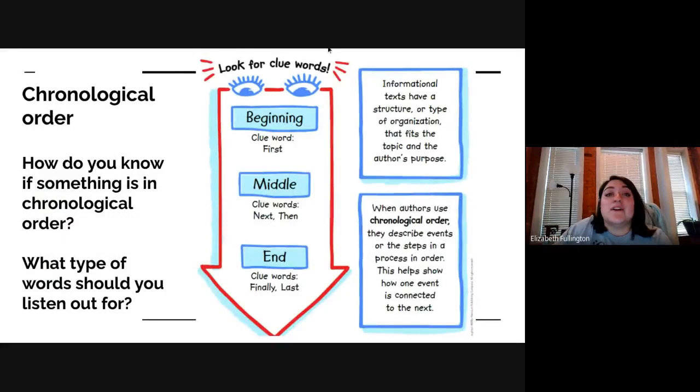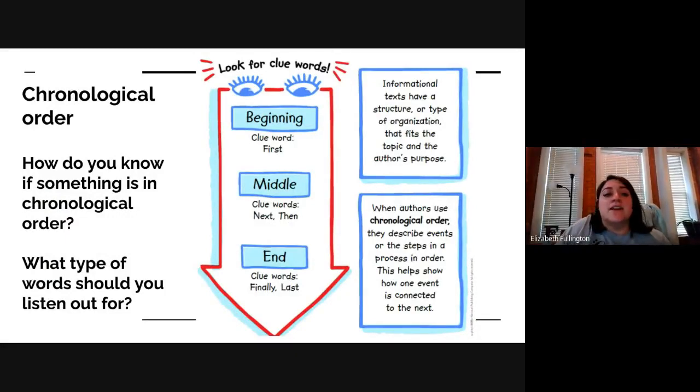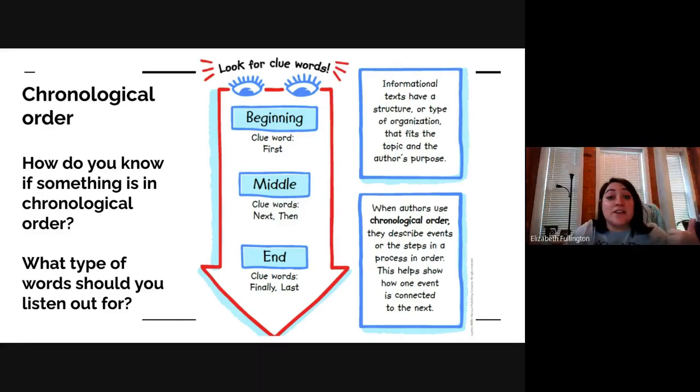All right, we're moving on. We did really well with that one. So I think you're going to do great on the assignment. So it says here, chronological order. We talked about this numerous times. So we know, when does chronological order happen in a story? When does it happen? Clayton? Beginning, middle, and end. Great job. It is beginning and middle and end.